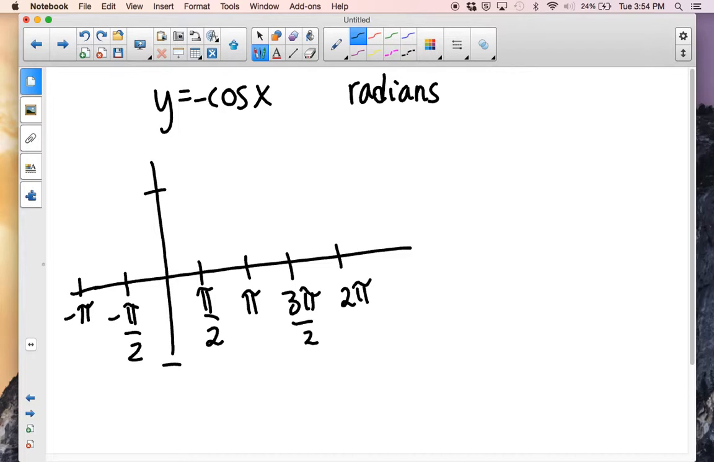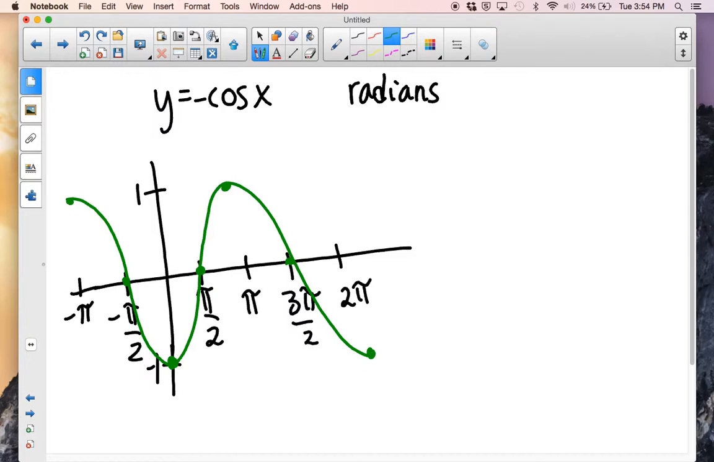So now cosine normally starts at +1. So instead of starting at +1, because it's negative cosine, it's going to be reflected down. It's going to start at -1. Then go up to 2 pi, +1, and so on. And remember to connect with a smooth curve, not pointy, like sharp mountain things. All right, and that's negative cosine of x.